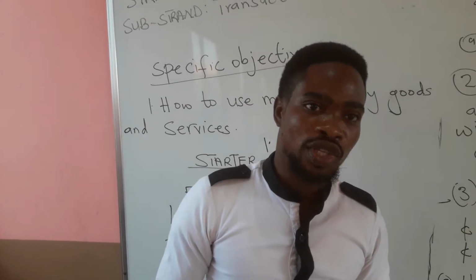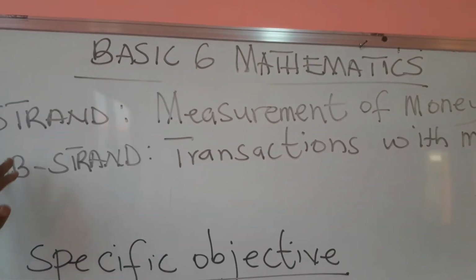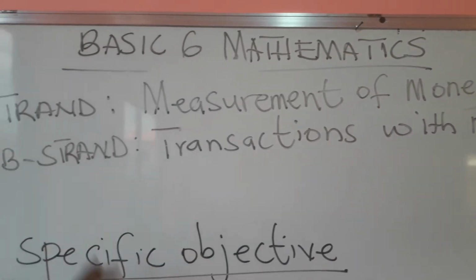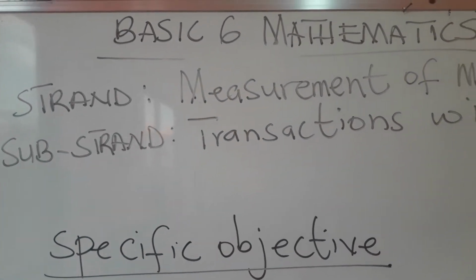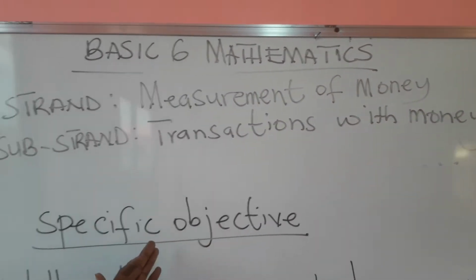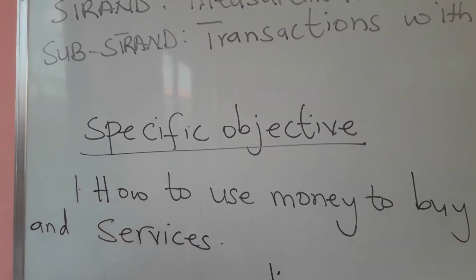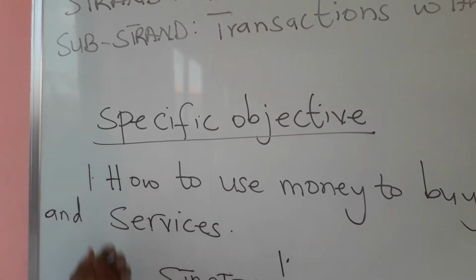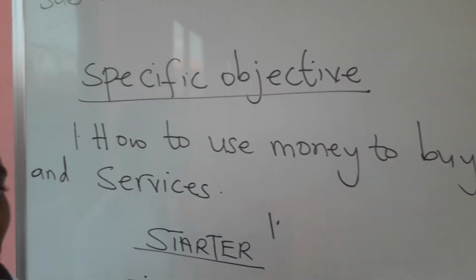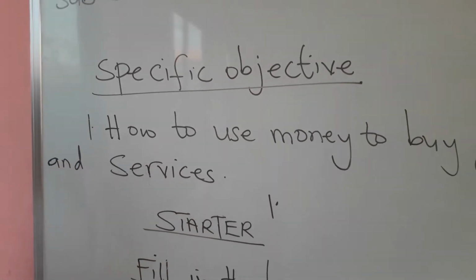My name is Harrison. Today we have mathematics, specifically for Basic 6, and our strand, which is the topic, is measurement of money. Our sub-strand, which is the subtopic, is transactions with money. Before we move on to the specific objective, I believe we all know what money is. We use money to buy goods, food, shirts and other things. But today, we shall be dealing with money specifically.